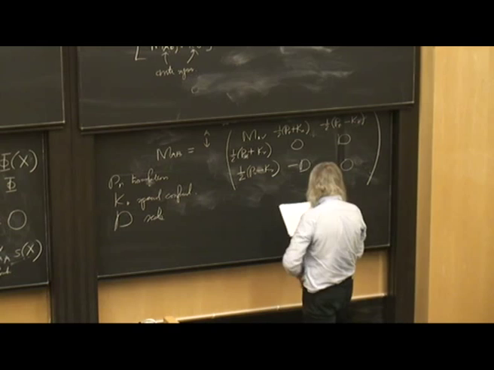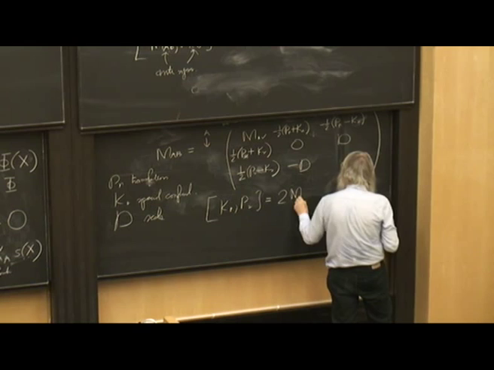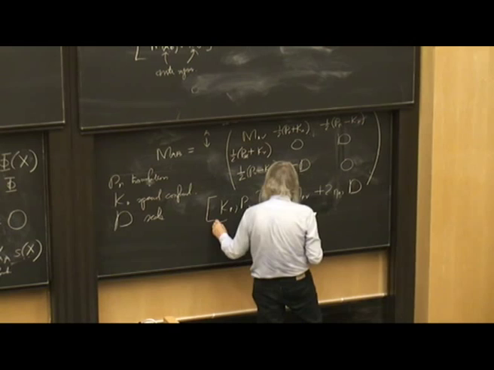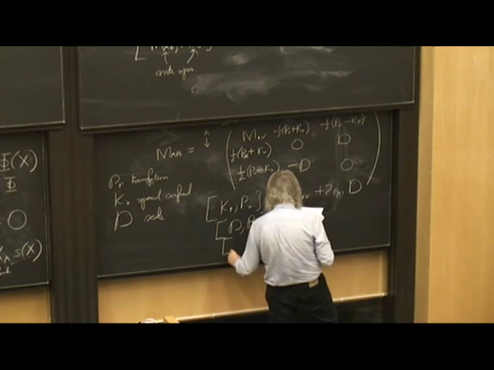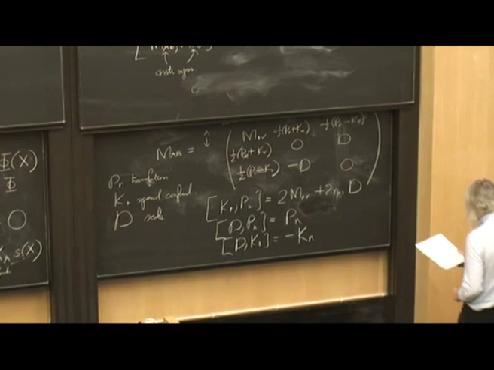Now, I won't write them all down, but you will get the following, namely that K mu with P nu is going to be equal to 2 M mu nu plus 2 eta mu nu D, and D with P mu is equal to P mu, and D with K mu is equal to minus K mu. Those signs are important.